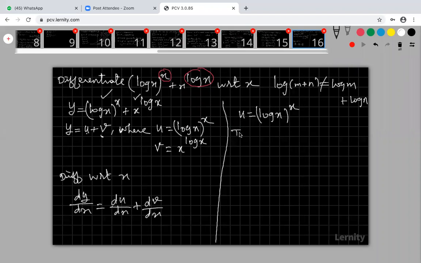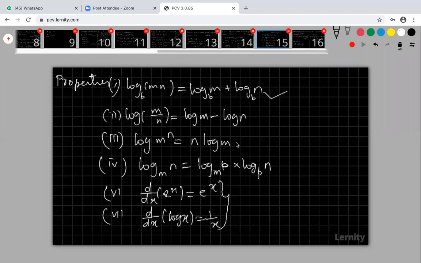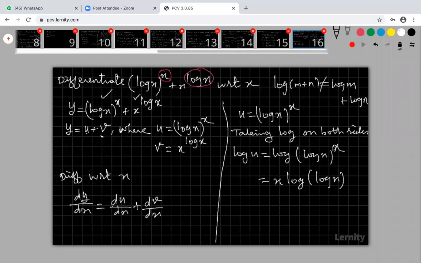So taking logarithm on both sides, my log u is equal to log of (log x)^x. This is nothing but x into log of log x. Please try to understand this x, because I'm applying this property: log m power n is equal to n log m. So this x becomes x log of log x. This is my log u.